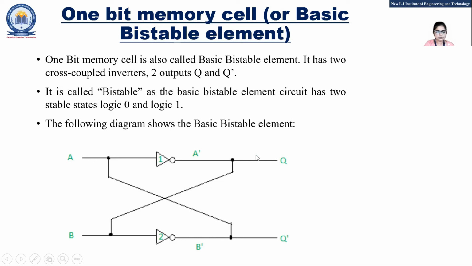The output of the circuit is Q, and the complement of this output is Q dash. So there are 2 inputs and 2 outputs. A and B are the inputs, Q and Q dash are the outputs. So at a time we will get complemented outputs here.